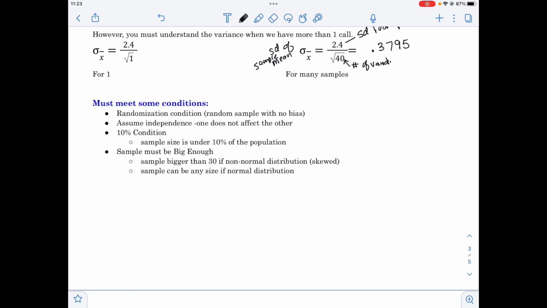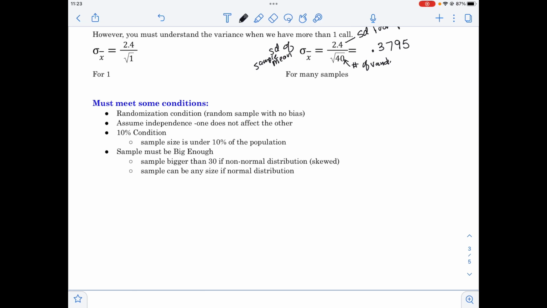So if we have just a sample or a population of 100, then we'd have a very small sample size to be under 10%. But if we're talking about a fire truck or a firehouse, they probably get hundreds and thousands of calls a year. So picking 40 is definitely under the 10% rule. Your sample must be big enough.